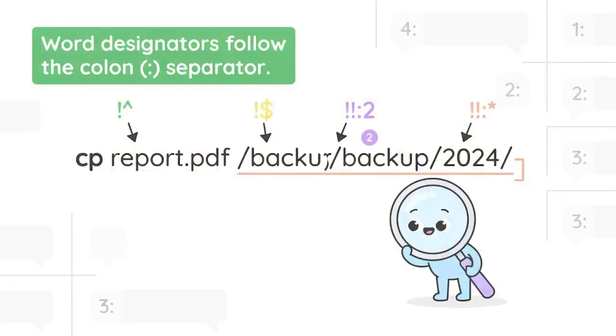Word designators let you pick specific pieces of a recalled command. Caret grabs the first argument, $ grabs the last, 2 grabs the second word, and * grabs every argument. This is how you surgically extract just the part you need without retyping anything.